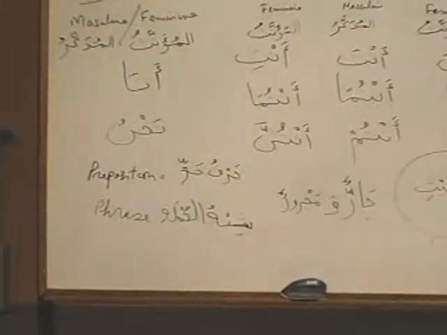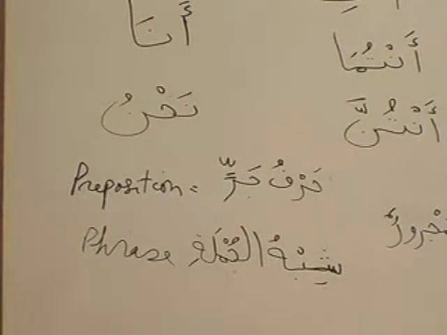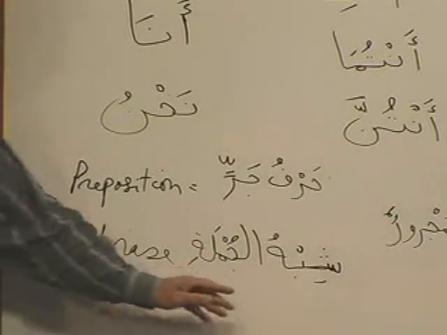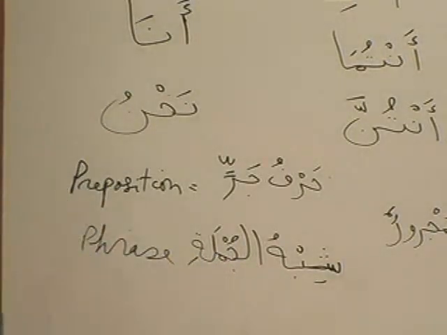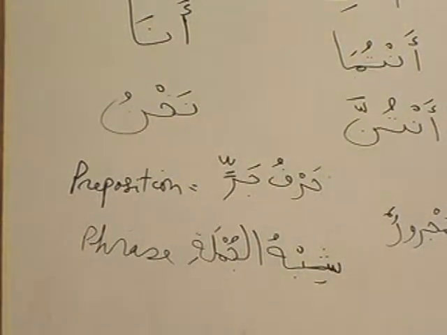Can you read, brothers and sisters? Sister Salma, can you read? Shibhu jumla. What did I say? Shibhu jumla. Okay, now jumla is a sentence. What is the meaning of shibhu jumla? Brother Samad? No. Shibhu means something looks like a jumla, but it is not a jumla. Are you with me? Shibhu means it looks similar, but then it is not. It's not a jumla. It's a shibhu jumla. It looks like a jumla.